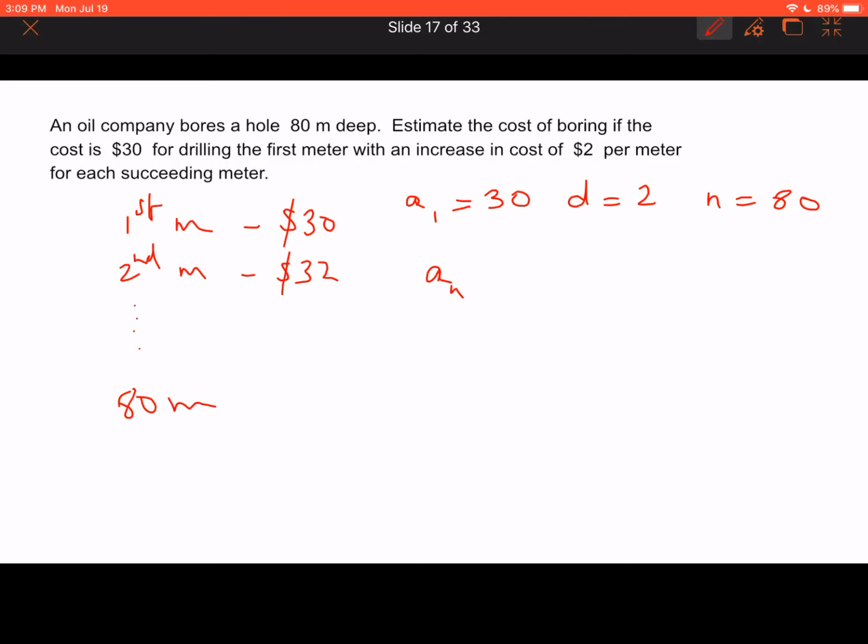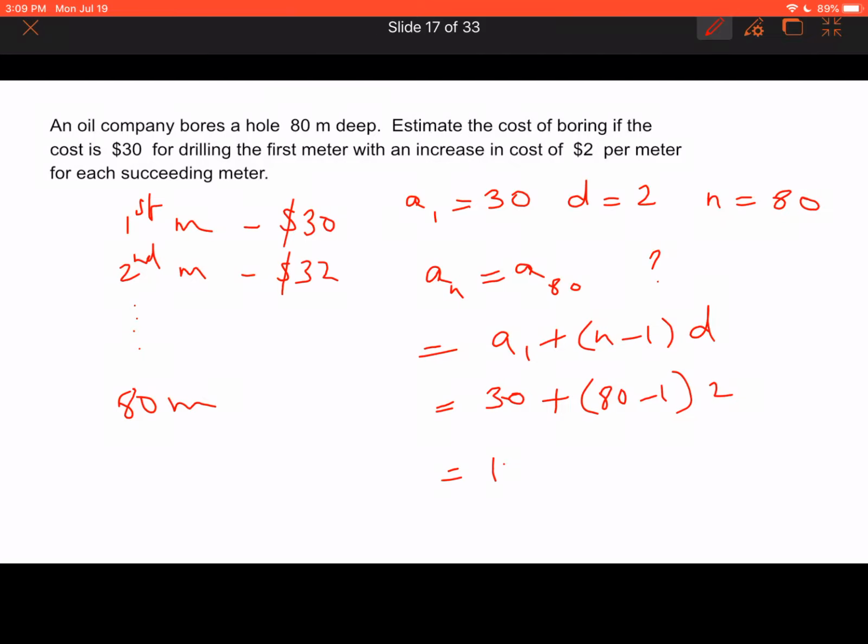Okay, so AN, that is the A80 value I have to find out, which is going to be A1 plus N minus 1 D, which is equal to 30 plus 80 minus 1 times 2, which is going to be $188. So it costs $188 to bore a hole of 80 meter depth at a rate of $30 for the first meter, and there is going to be an increase of $2 per meter.